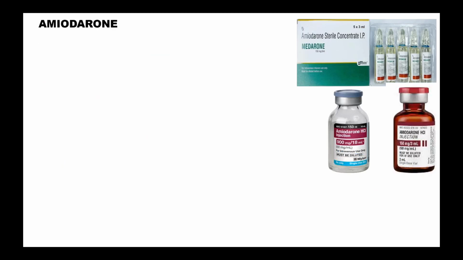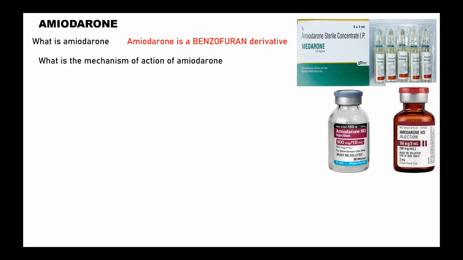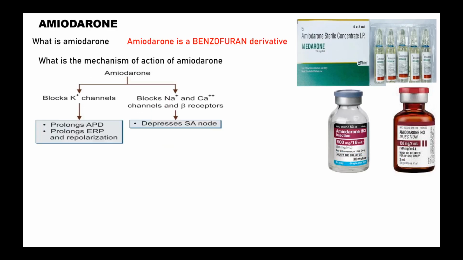Amiodarone. Class 3 antiarrhythmic drug. Benzofuran derivative. Mechanism of action: it is mainly a potassium channel blocker, but it also blocks sodium channels and calcium channels. It blocks potassium, sodium, calcium channels, depresses the SA node, prolongs action potential duration, prolongs early repolarization phase and repolarization. What are its uses?